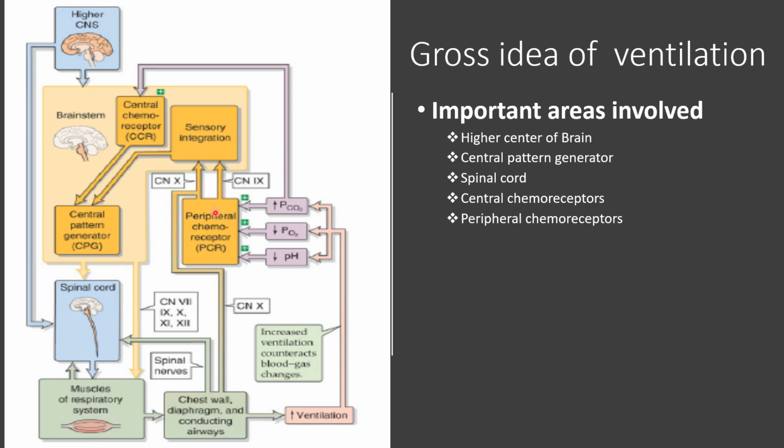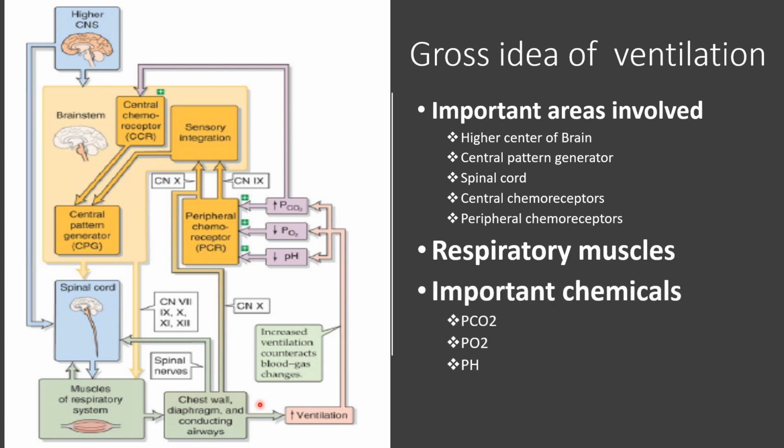And there are peripheral chemoreceptors, which are not present in the brain. They are away from the brain, in the peripheral part of the body. And there are respiratory muscles which come into action during inspiration and forceful expiration. Important chemicals are the partial pressure of carbon dioxide, oxygen, and pH. It is very important to know the nerves which carry the sensation and give the impulses to the central part, mainly the medullary part of the respiratory center.